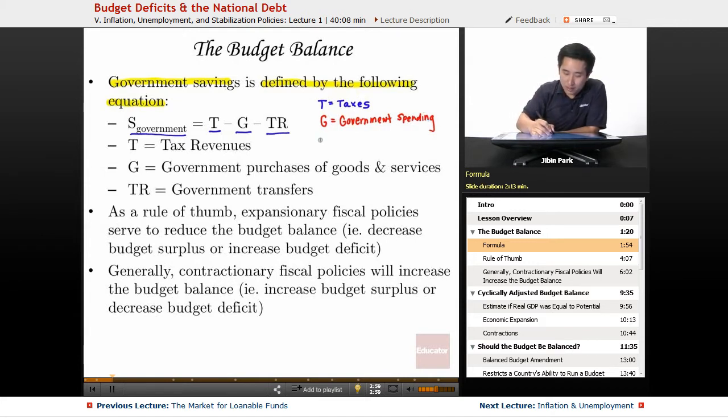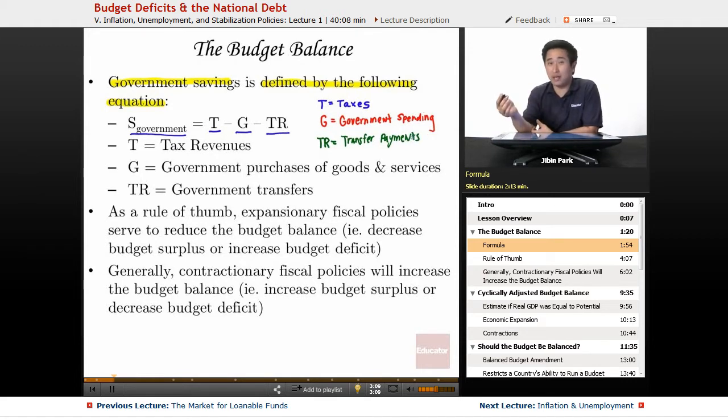And then you have TR. TR stands for transfer payments. That's all the money that's going out in the form of Social Security, Medicare, Medicaid, any payments being made out, which is similar to government spending. Now, we don't call it government spending because this is money that's already owed to the people, and it's kind of like a cash flow, so to speak.